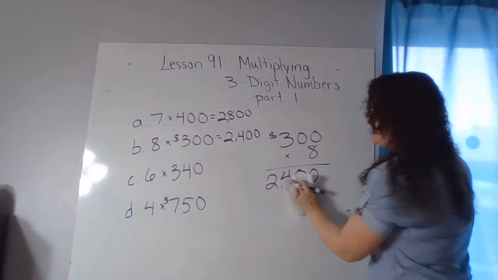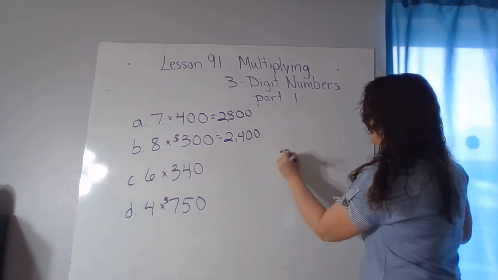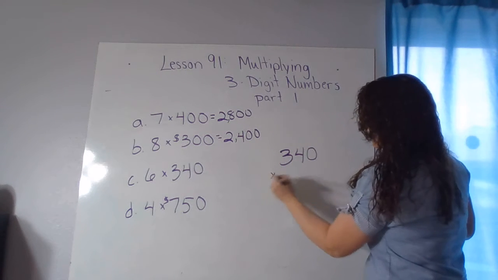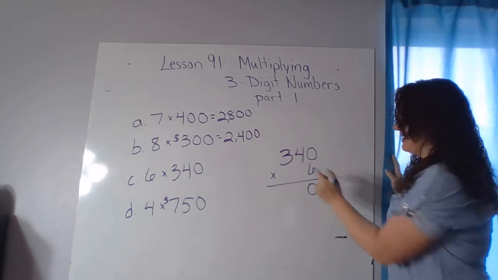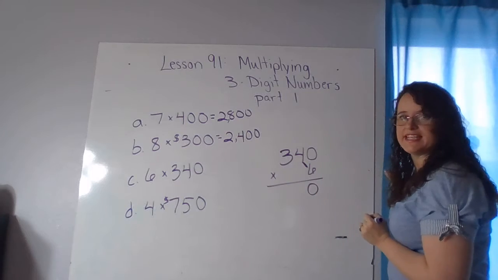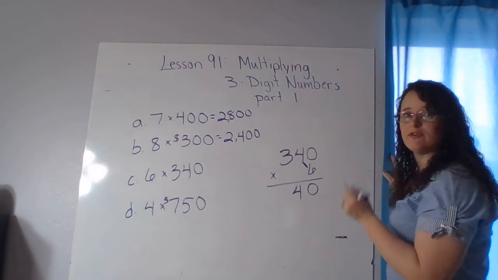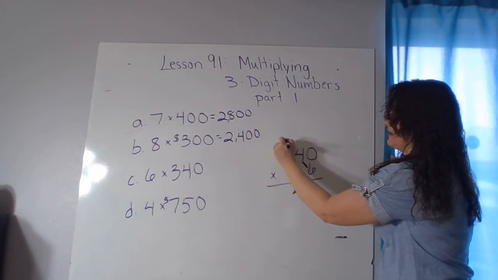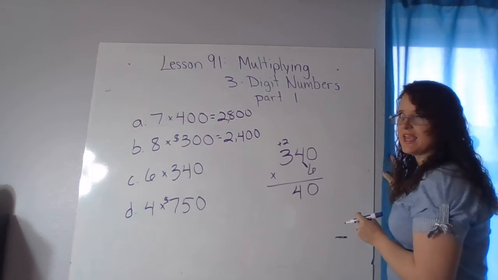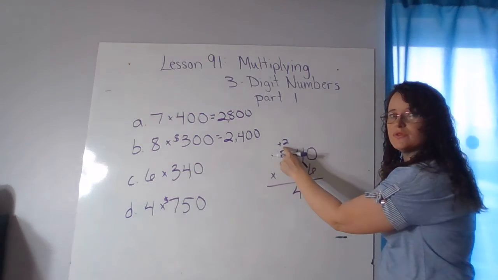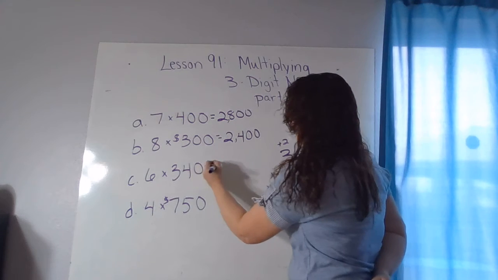All right, problem C and D is where it gets a little trickier because there aren't so many zeros. So we'll start with the big number on top, little number on the bottom. 6 times 0, got that taken care of. Now I have to do times my tens. 6 times 4, I know that one, 24, but I have to carry the 2. 6 times 3, 18, plus 2, 20. So 2,040 is our answer here.